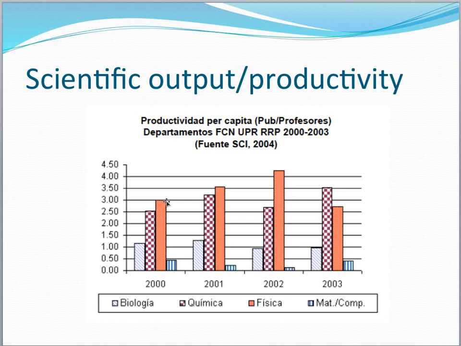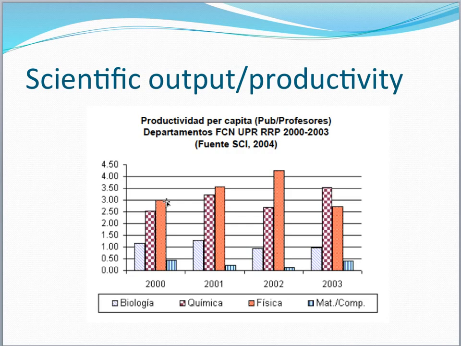before we said that chemistry was the department with more output. Well, in terms of productivity, physics scored higher because they had fewer professors. So sometimes one thing is output, and the other indicator may be productivity. So in this case, physics was more productive than chemistry, even though there was more scientific production. When I talk about scientific production, I'm talking about papers published and indexed in the Science Citation Index. So there were more papers indexed by chemistry, but physics was more productive.